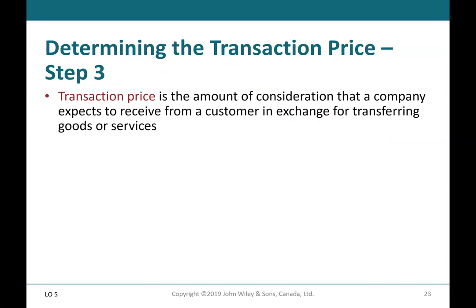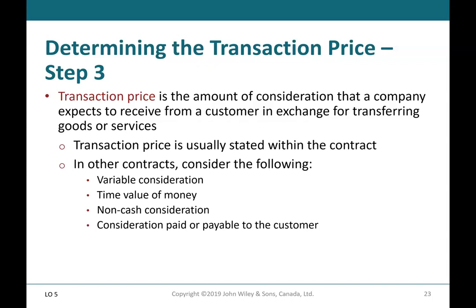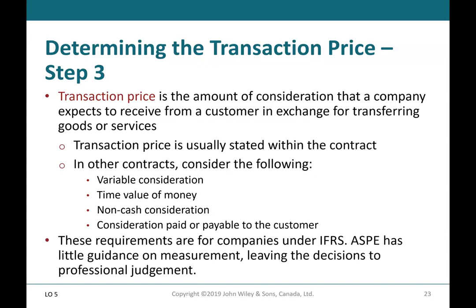Determining the transaction price, Step 3. Transaction price is the amount of consideration that a company expects to receive from a customer in exchange for transferring goods or services. Transaction price is usually stated within the contract. In other contracts, consider the following: variable consideration, time value of money, non-cash consideration, consideration paid or payable to the customer. These requirements are for companies under IFRS. ASPE has little guidance on measurement, leaving the decisions to professional judgment.